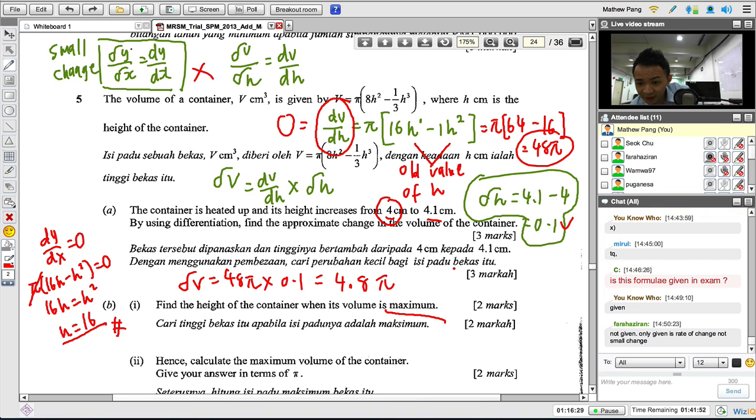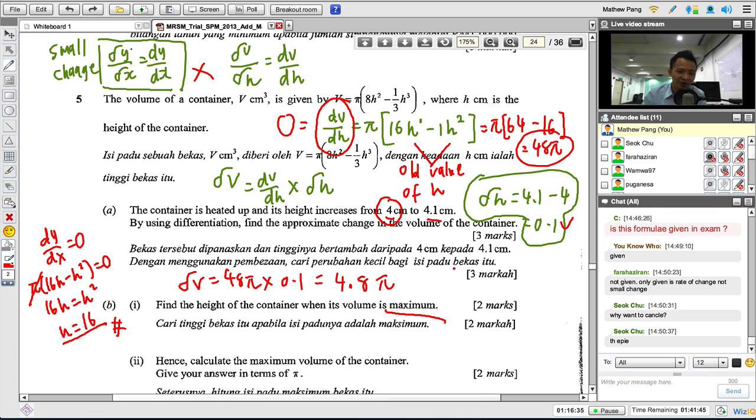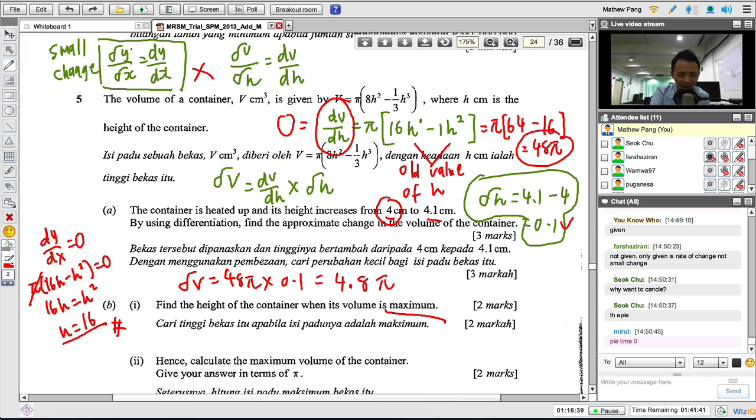Not given, only given in the rate of change of small change. Why want to cancel? Okay, it's not cancel. It's something like if you move the pi to the other side, 0 divided by pi, right? You press the calculator, 0 divided by pi, is it equal to 0? So I just move the pi to the other side, becomes 0 over pi. It's still 0. So I can straight away cancel it. This is the meaning of cancel.